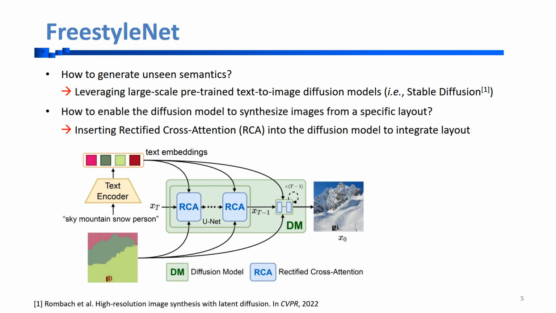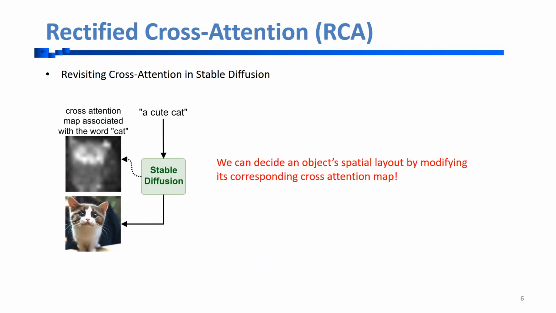This is an overview of FreestyleNet. A text encoder of CLIP extracts the text embeddings from the input text and then injects them into the diffusion model. Starting from a noise xt, the reverse diffusion is performed using a denoising U-Net for t time steps to generate the final result x0. The proposed RCA is plugged in each cross-attention layer of the U-Net. So I will elaborate on RCA in the following slides.